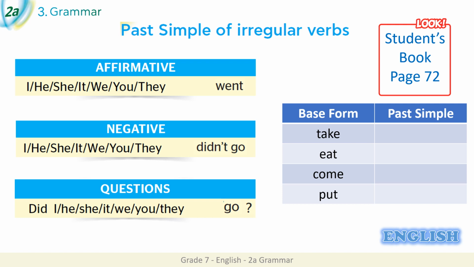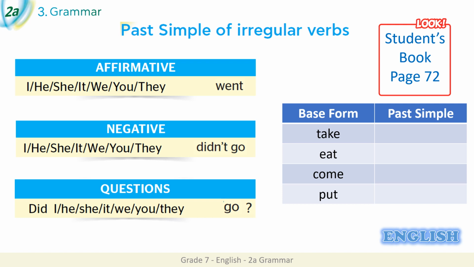Now let's move to the negative form. We add didn't after the subject followed by the base form of the verb. Also in the questions, we add did at the beginning followed by the subject, then the base form of the verb. And don't forget to add the question mark at the end. Now, we have some examples.